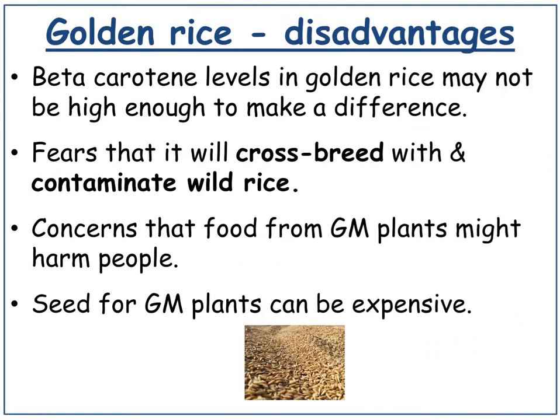Disadvantages of golden rice. Beta-carotene levels in golden rice may not be high enough to make a difference. There are also fears that it will crossbreed with and contaminate wild rice. Concerns that foods from GM plants might harm people. And seed for GM plants can be expensive.